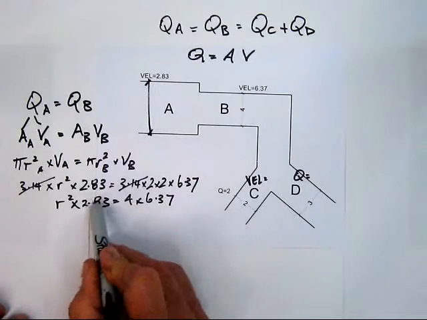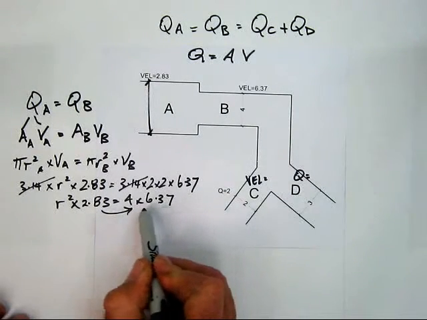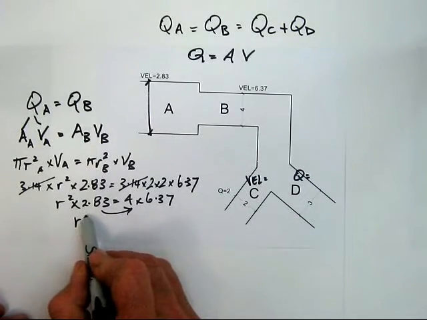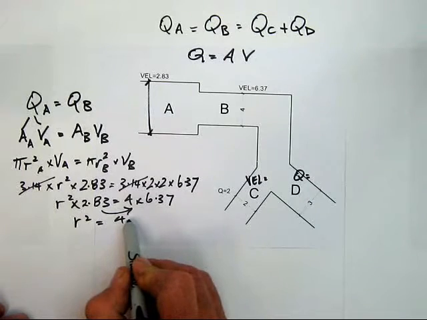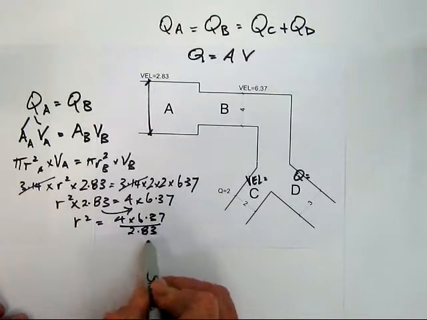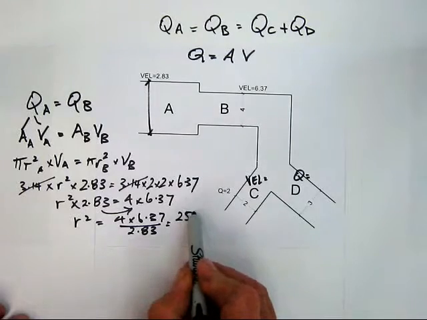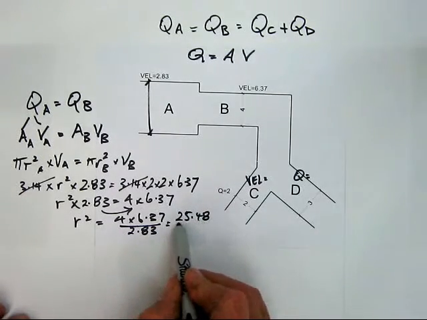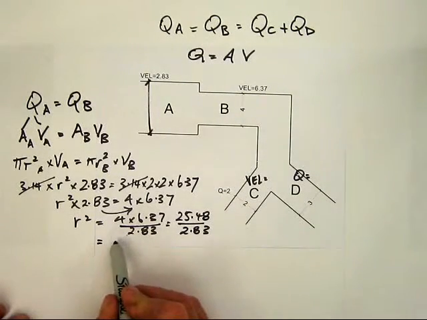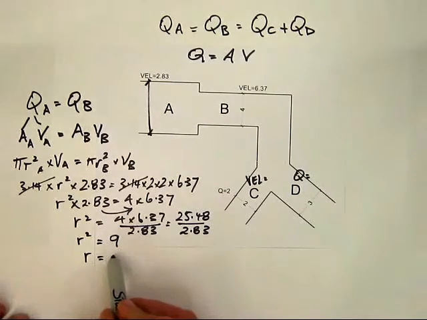So I'm going to transpose by taking the 2.83 and putting it underneath that equation. Multiply becomes divide, so that becomes r squared equals 4 times 6.37 divided by 2.83, and if I calculate that it becomes 25.48 divided by 2.83, which is equal to 9. So if r squared equals 9, then r equals 3.